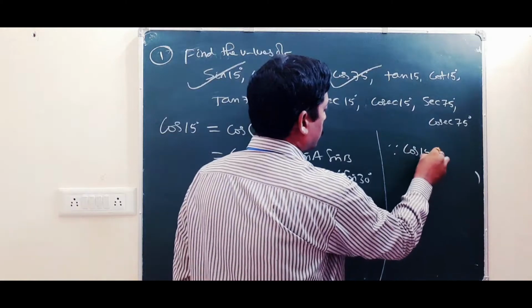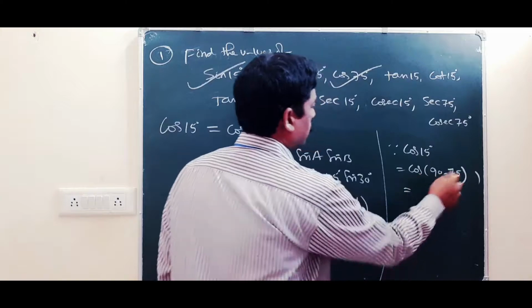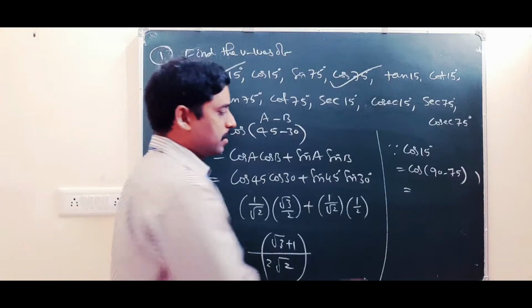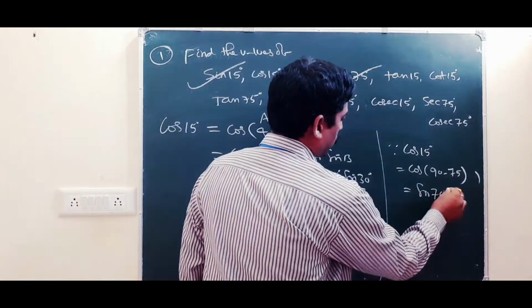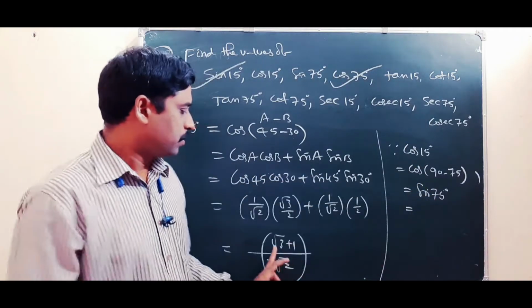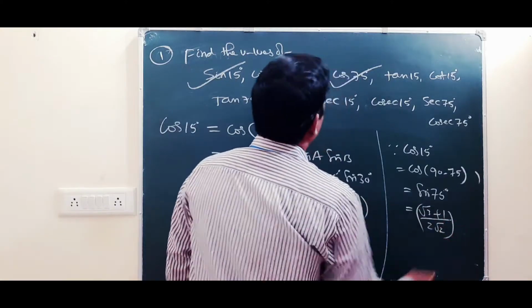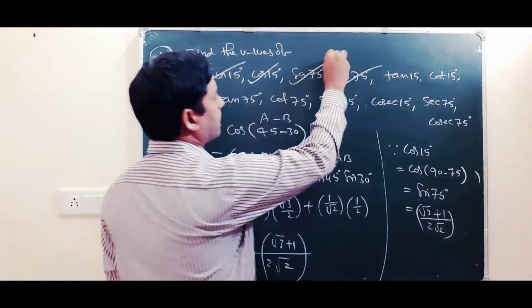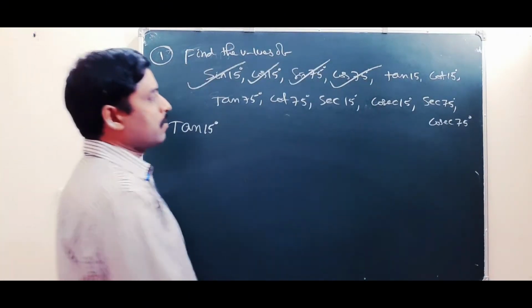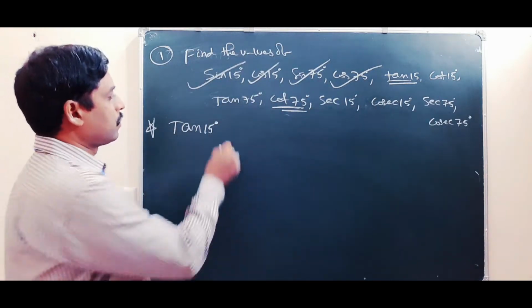cos 15 is equal to, so 15 can be written as 90 minus 75. Cos 90 minus theta, we have sin theta, sin 75. So this value will be cos 15 and sin 75 both are equal to root 3 plus 1 by 2 root 2. Okay, so cos 15 and sin 75 over. Okay, now explain tan 15 value. So tan 15 and cot 75 both are equal. Okay, so now explain this value.